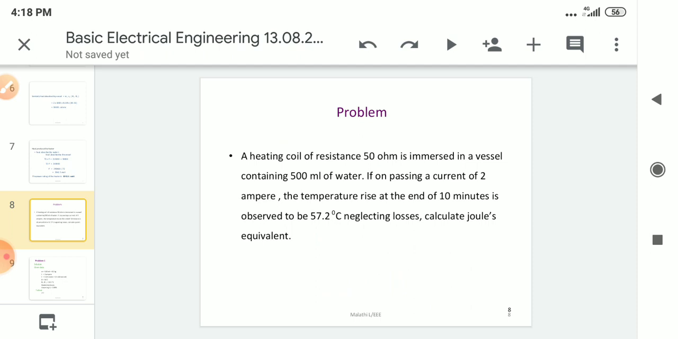Let's see another problem. A heating coil of resistance 50 ohms is immersed in a vessel containing 500 ml of water. If on passing a current of 2 amperes, the temperature rise at the end of 10 minutes is observed to be 57.2 degrees centigrade. Neglect losses, calculate Joule's equivalent. Here the question is to find the value of J.